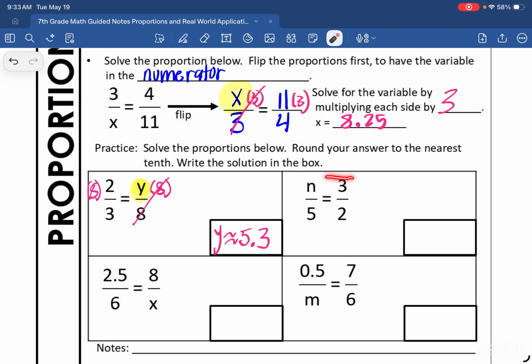Next proportion, n over 5 equals 3/2. Again, my variable is already in the numerator. I don't notice any quick multiplicative factors. They are there, but I'm just going to do it by isolating my variable.